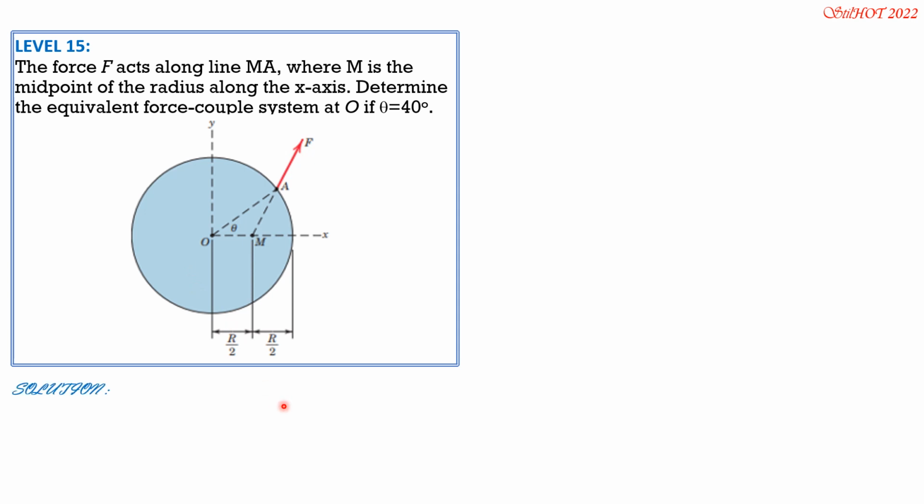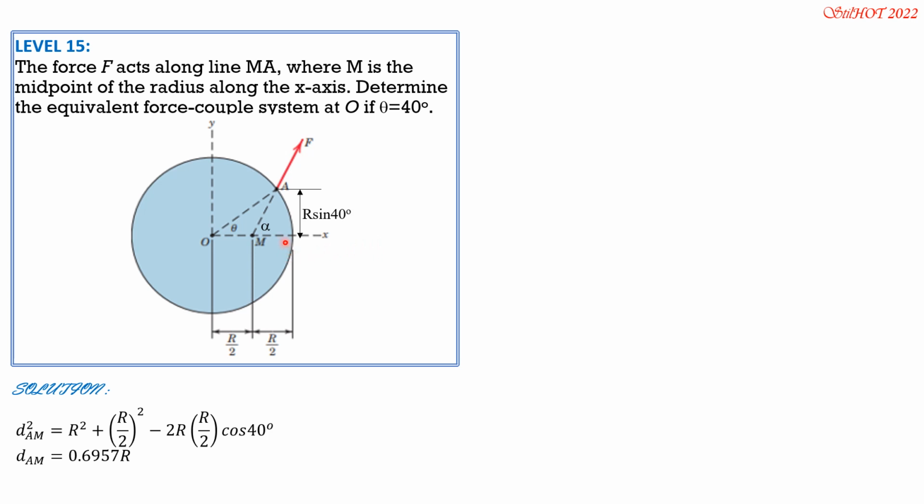So first, let's solve for distance AM by cosine law. Distance AM squared equals OA, r squared, plus OM, r over 2 squared, minus 2 times r times r over 2 times cosine of theta, which is 40 degrees. So distance AM is equal to 0.69557r. Then we compute this vertical distance. That is OA, r sine of theta, sine of 40. So r sine 40 degrees.